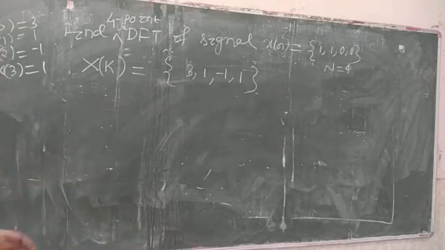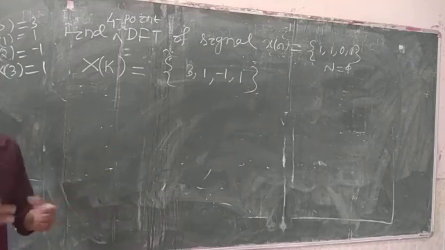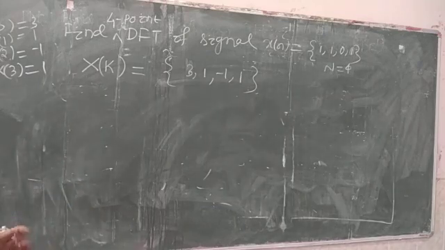So this is all about your discrete Fourier transform, how to find it by using the definition. There is also a shortcut method, that is your matrix method, that I will teach you how to calculate the 4-point DFT by using the matrix method.